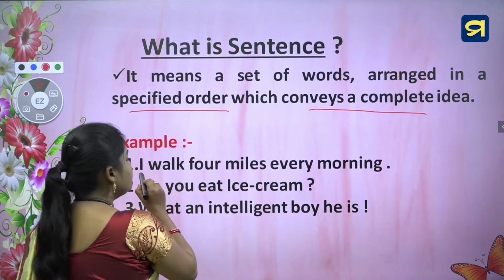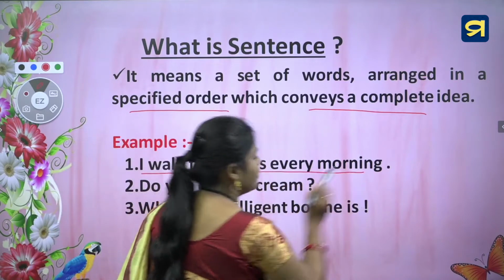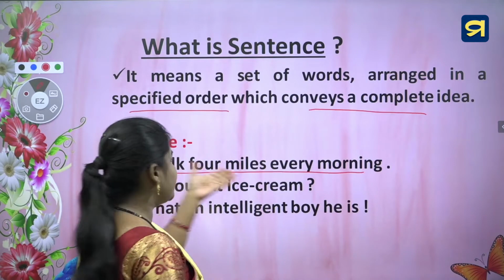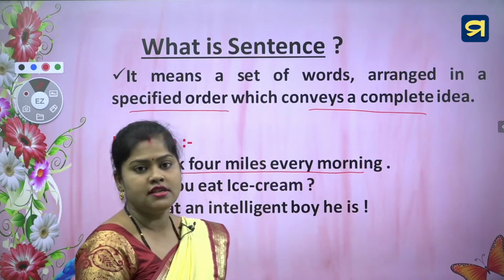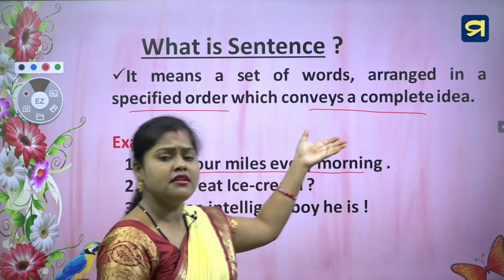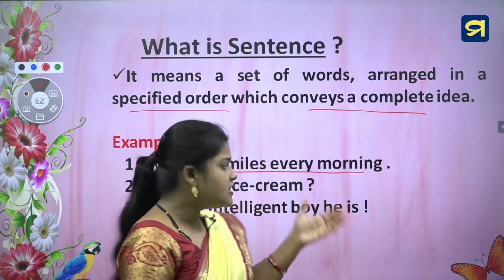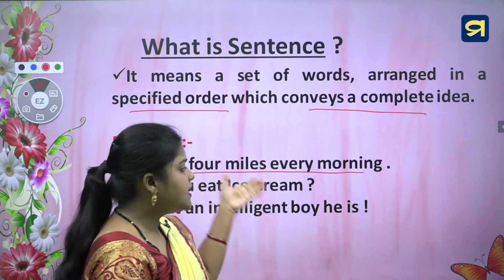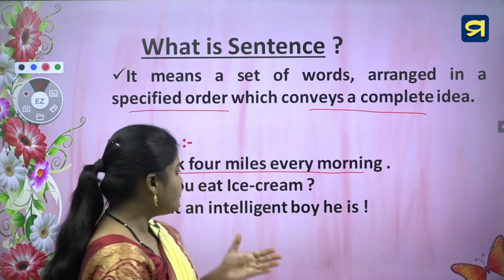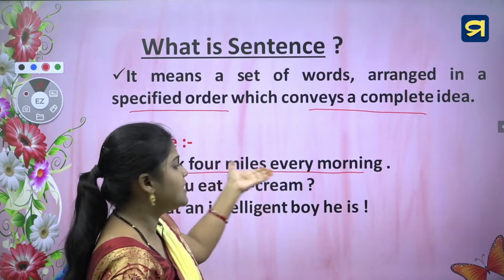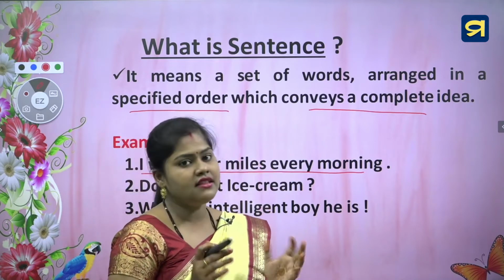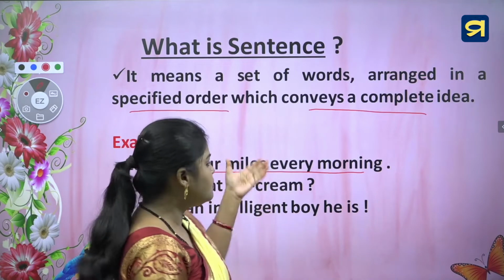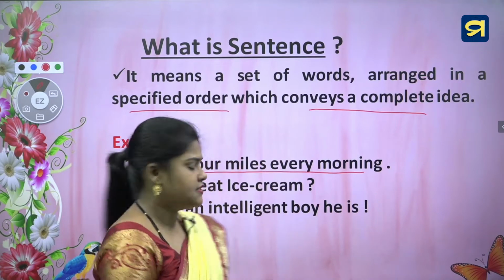See, I walk 4 miles every morning. Okay, this sentence is a group of words and which arranged in a systematic manner. That's why it makes a sense. So it is called a sentence. If we do not arrange the sentence in a particular order, then that does not make any sense and that will not be called a sentence.